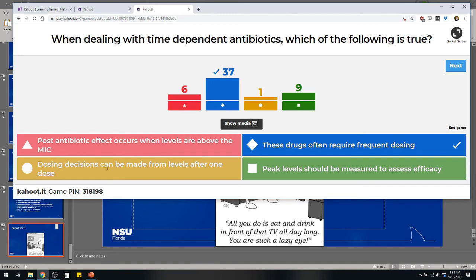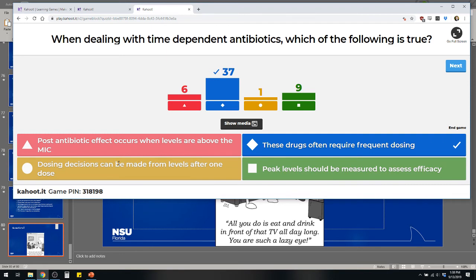Dosing decisions can be made after one dose. Why not? You're typically not at steady state at that point yet, so you usually have to give it some more time. So think back to how we were looking at vancomycin. That's a really good example of a time-dependent antibiotic that we do therapeutic drug monitoring on. Remember, we do troughs, and we wait until before the third or fourth dose because that gives us time to get to steady state. Now, why do we measure troughs?